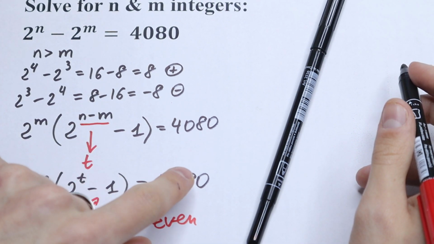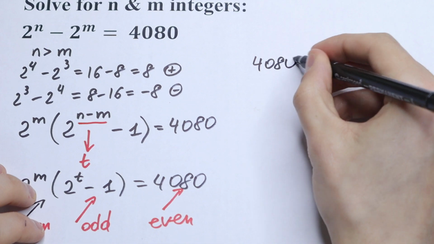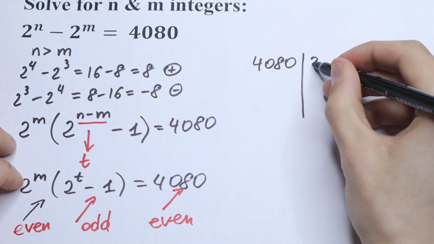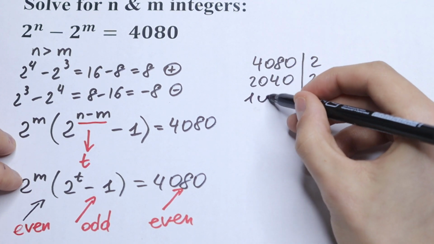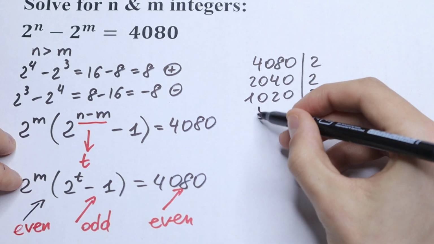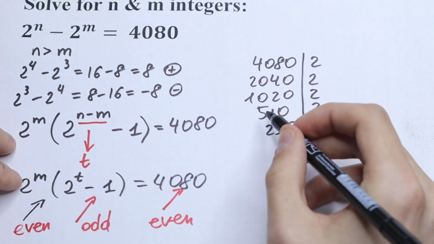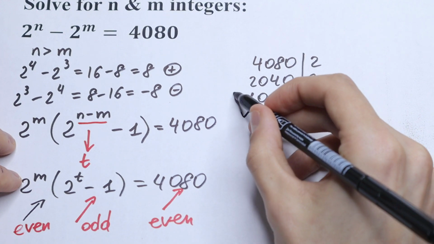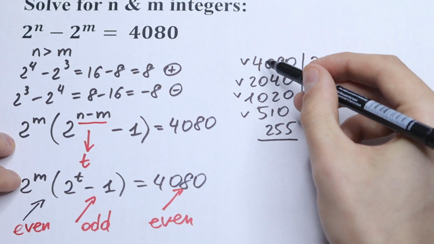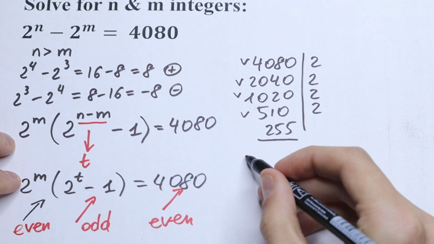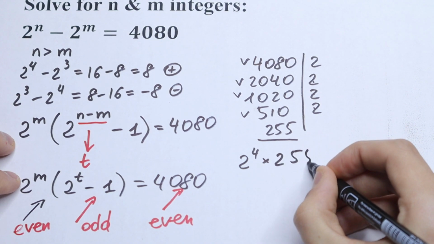So let's try to factor this 4080. First of all, we can divide it by 2. We will have 2040. Dividing by 2, 1020. Dividing by 2, 510. Dividing by 2, 255. And take a look, all of these numbers are even, and this one is odd. This is good for us. So this 4080 can be written as 2 to the 4th power, because we have 1, 2, 3, 4 right here, times 255.